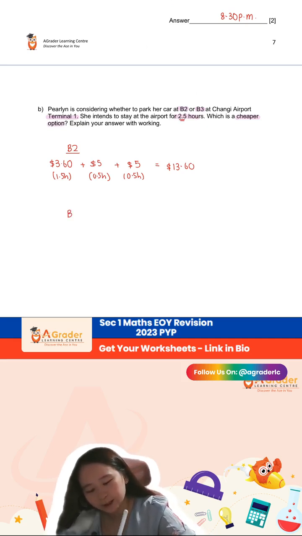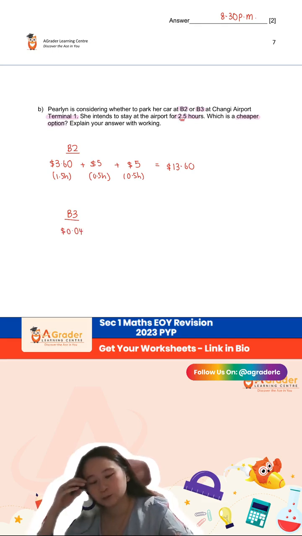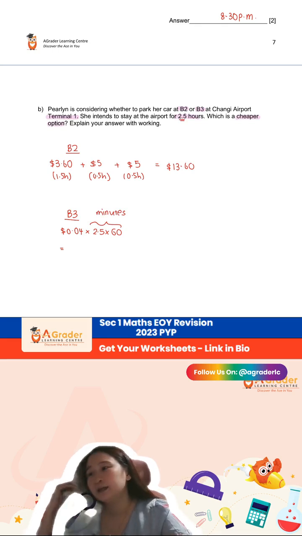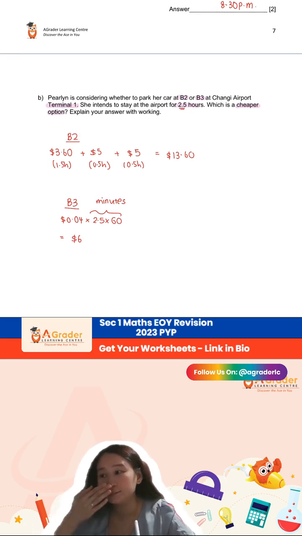Okay, so if she parks at B3, it's 4 cents per minute. So I take 0.04 times 2.5 hours times 60. This part here, I'm converting it to minutes. Okay, so it's just $6. So she'll just park at B3 because it's cheaper.